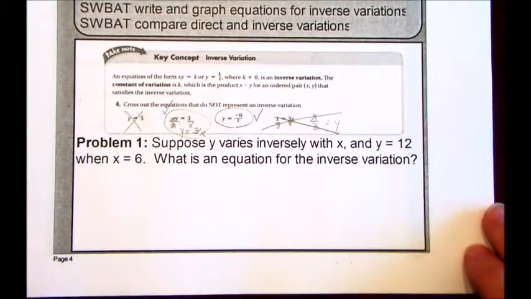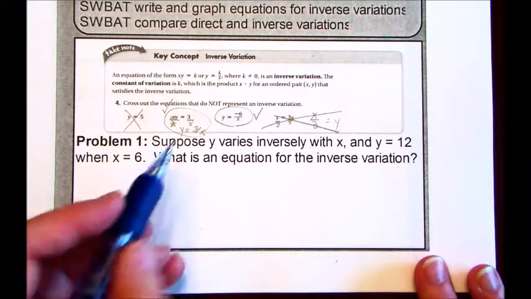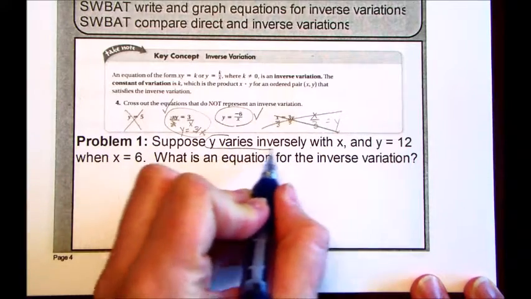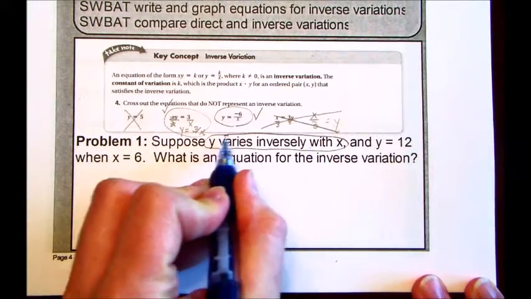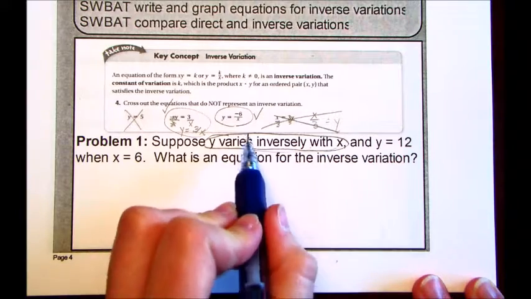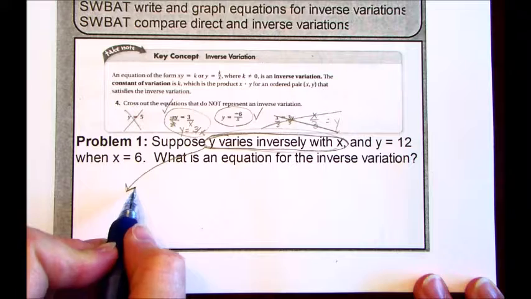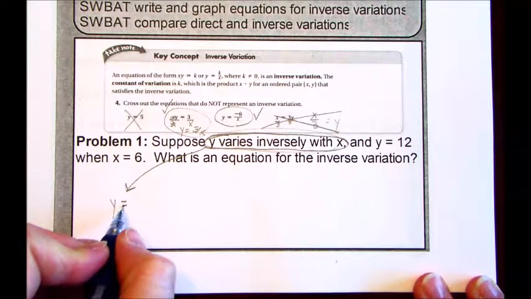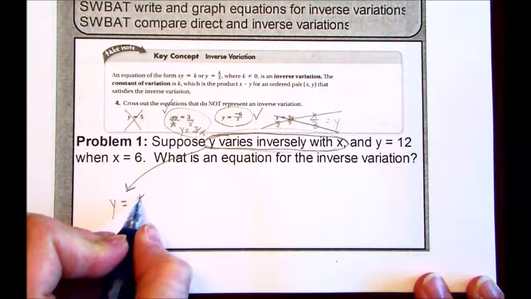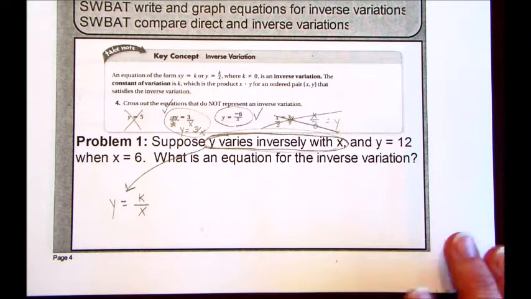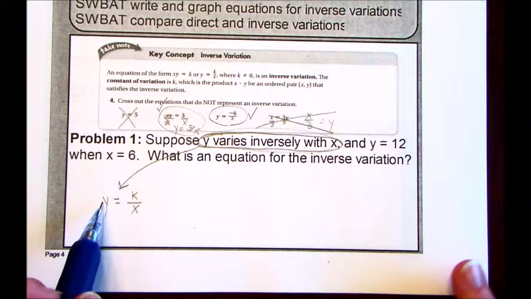Problem 1, we're going to make an equation for this. It says, suppose y varies inversely with x. Just this sentence, can you please circle it? I'm going to give you a moment to catch up. We're going to watch what that means right away. Y varies inversely with x. You can automatically know that's your equation you're going to use. Now we'll fill it in.